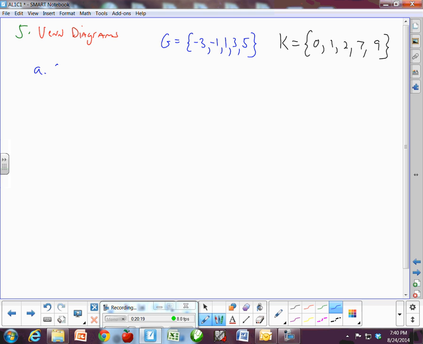So first off, let's go G union K. So I'm going to show you the Venn diagram. All right, Venn diagrams start with usually a rectangle. And the rectangle represents all the possibilities. So in this case, it'd be all the numbers that there are. Now, we don't have to list all the numbers. It just represents that. And then usually we'll use circles. You can use rectangles inside or triangles or something, but normally it's circles.